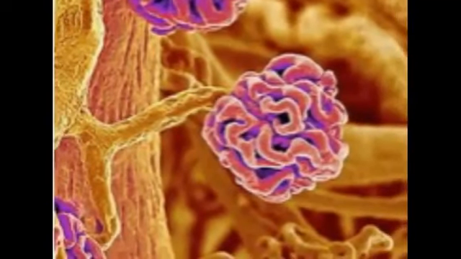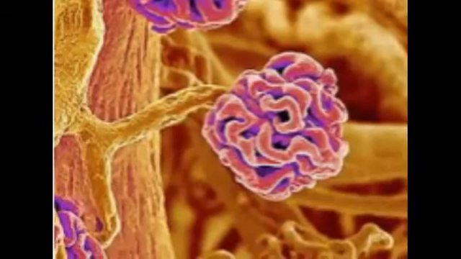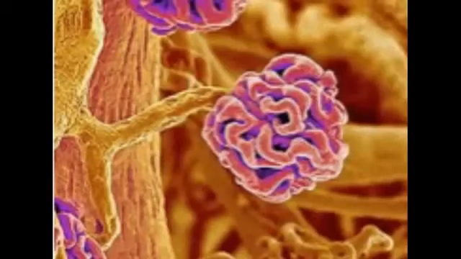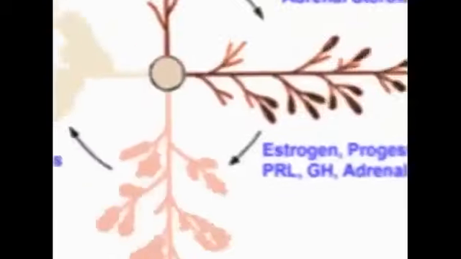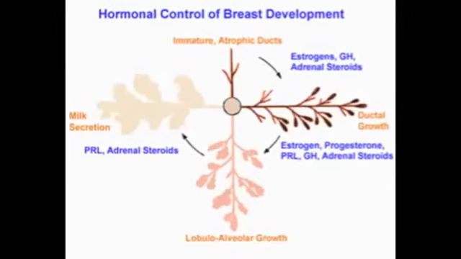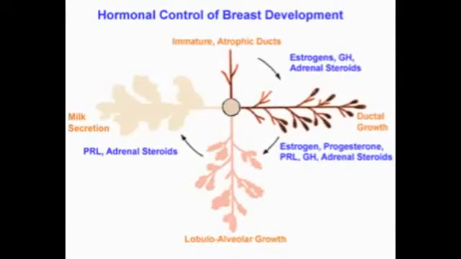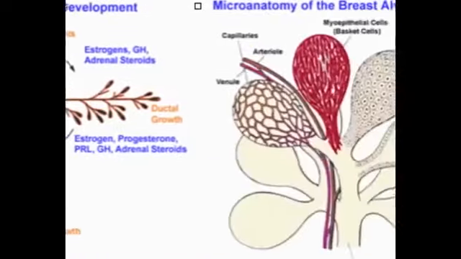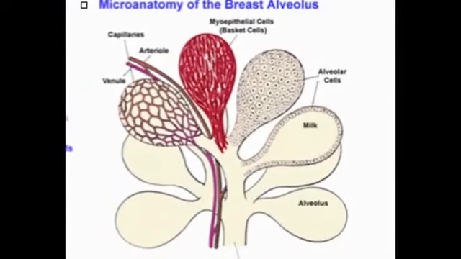We have different kind of maturity of that system during our development in our life. How you see in the puberty, the ductile system starts to evolve and to take the shape of mature tree and to reach the point and to be ready, especially from the female beings, to produce the milk. This is the next stage of evolution of that ductile system. On the right side, you see how in each alveol it is covered from the muscle tissue.